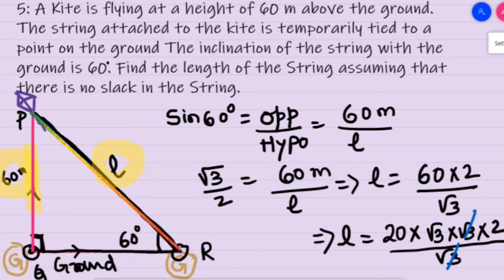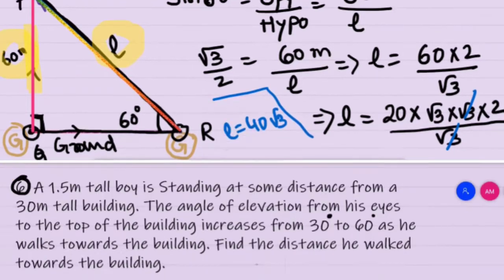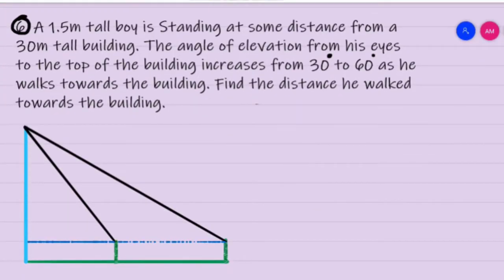20 into root 3 into 2. That means 20 2s are 40. So L will be equal to 40 root 3. Let us move to the next question, that is question number 6.